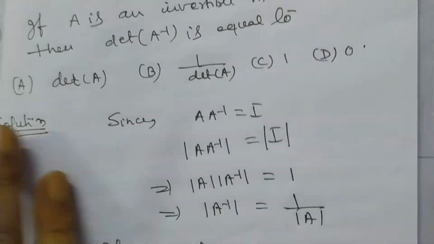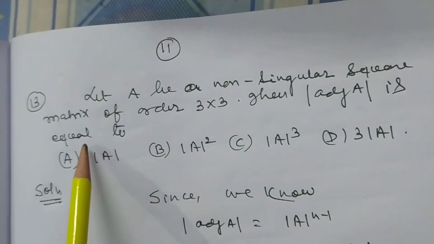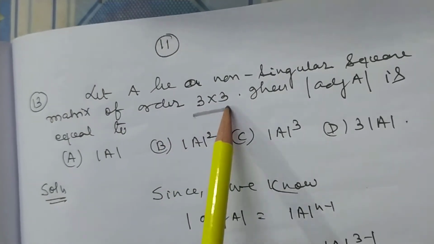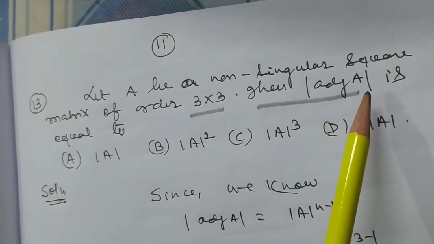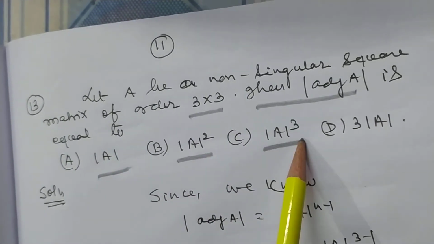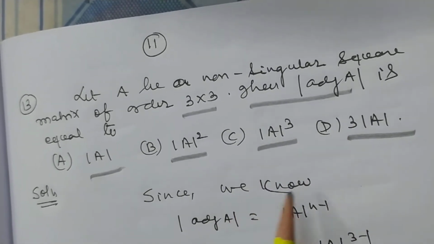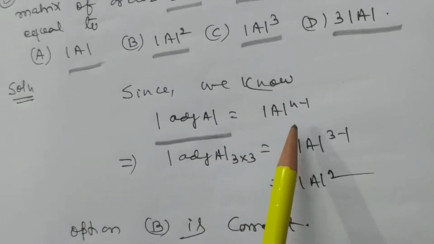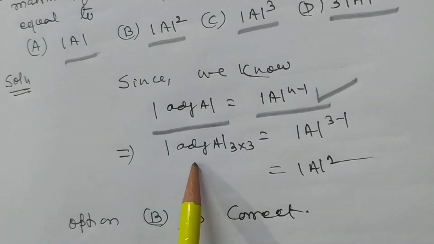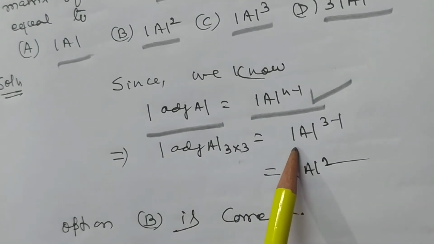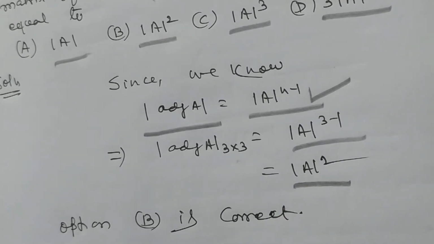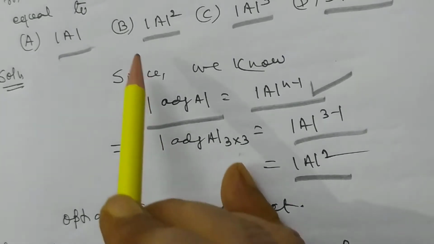So my dear student, now I want to discuss problem number 13. If A is a non-singular square matrix of order 3 by 3, then determinant of adjoint A is equal to determinant A square, determinant A cube, or 3 times determinant A. Now we know determinant of adjoint A is equal to determinant A to the power n minus 1. This formula is very, very important. Determinant of adjoint A of order 3 by 3 is equal to determinant A to the power 3 minus 1, and that is determinant A square. Option B is correct.